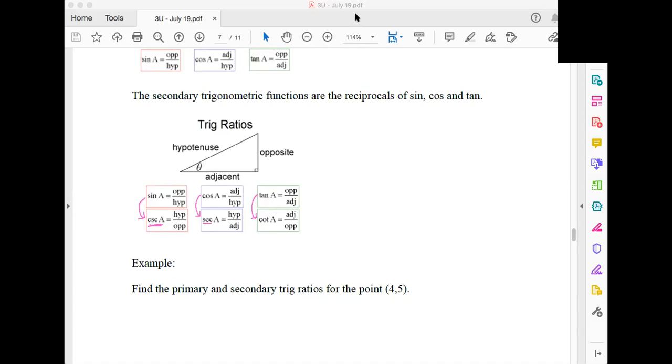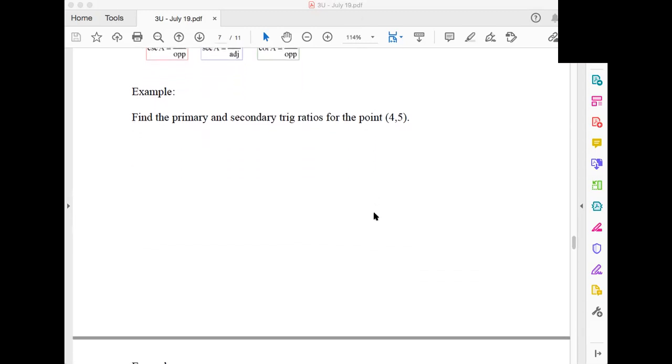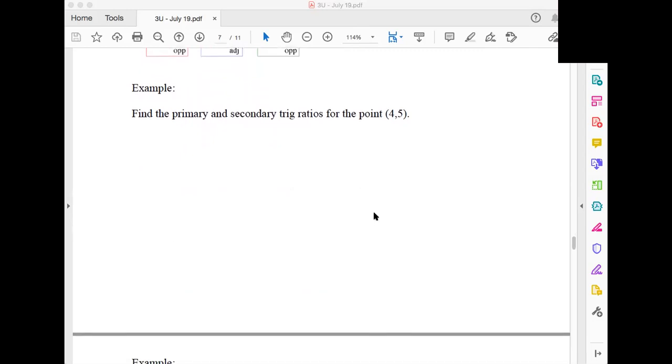So I'm going to clear this and we're going to look at some examples. Find the primary and secondary trig ratios for the point (4, 5). I know you guys are going to probably get some like this, and at first hand it looks a little confusing, but you need to think of it on a Cartesian plane. So if you have a Cartesian plane, you have the point (4, 5), which would be somewhere over here. You're going to turn that into a triangle.